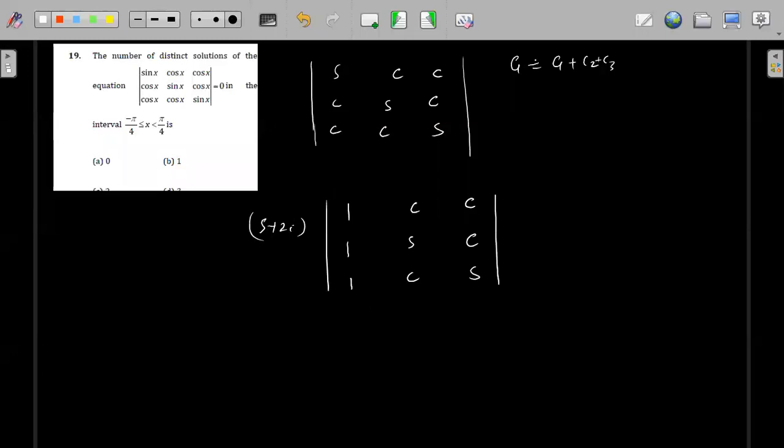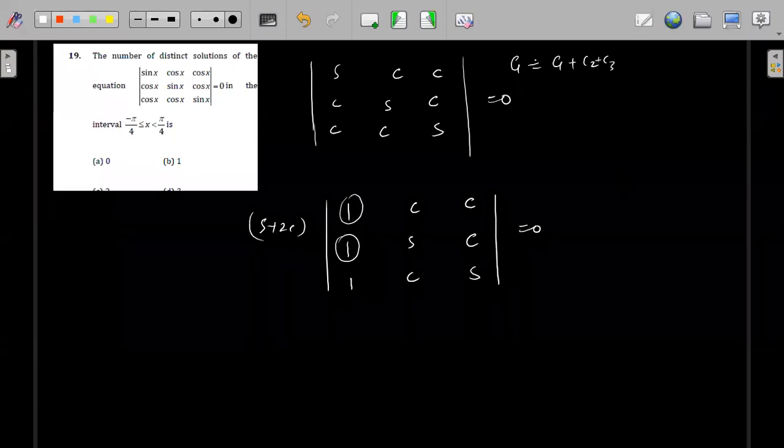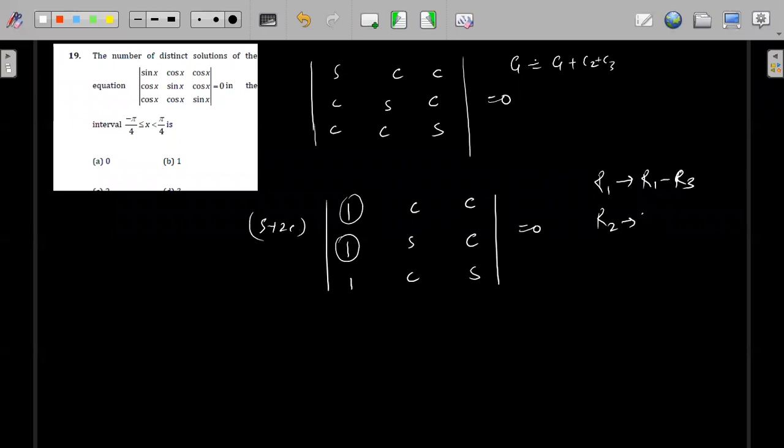Now S plus 2C I have taken, and they have given this as equal to 0. This is equal to 0. Now because I have 1 here, all are ones, what I will do, I will take row 1 as row 1 minus row 3 and row 2 as row 2 minus row 3. I will subtract row 3 from this and row 3 from this. So I will get 0, 0 here, and then I can just expand. So this will become S plus 2C.